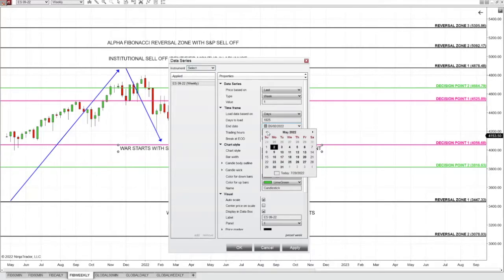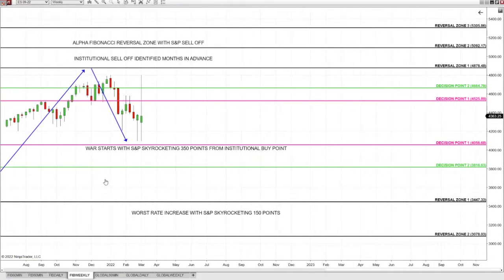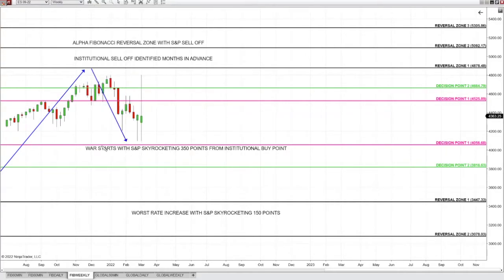How is it possible? Everyone terrified of the threat of World War III, market skyrocketing 350 points. I developed my system in 2008. This is traded globally on all instruments. You can install the Fibonacci retracement tool on any platform you choose. And when you understand the power of these institutional levels far in advance, you understand war or not war.